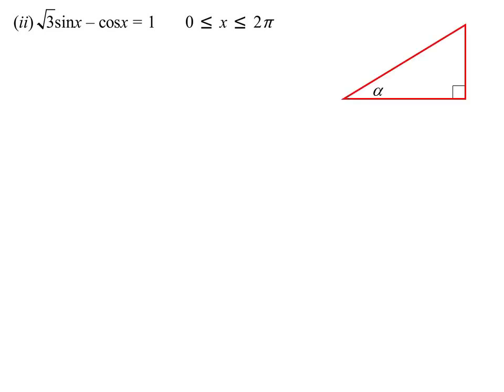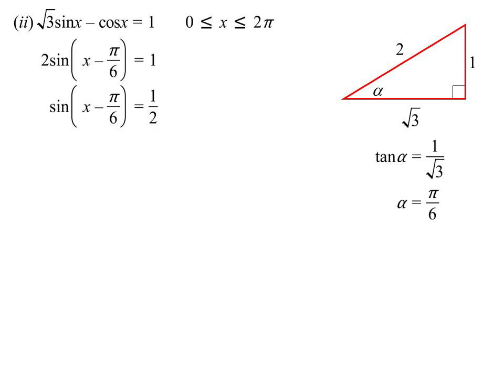I still draw myself a triangle so I can see what's going on. But the adjacent side will be root 3 because that's representing the cosine. The opposite side, I'm not going to worry about the negative. That's just 1. Hypotenuse is 2. So now I know it's just 2 sine of x minus pi on 6 is equal to 1. Because I must have gone sine of x minus alpha.